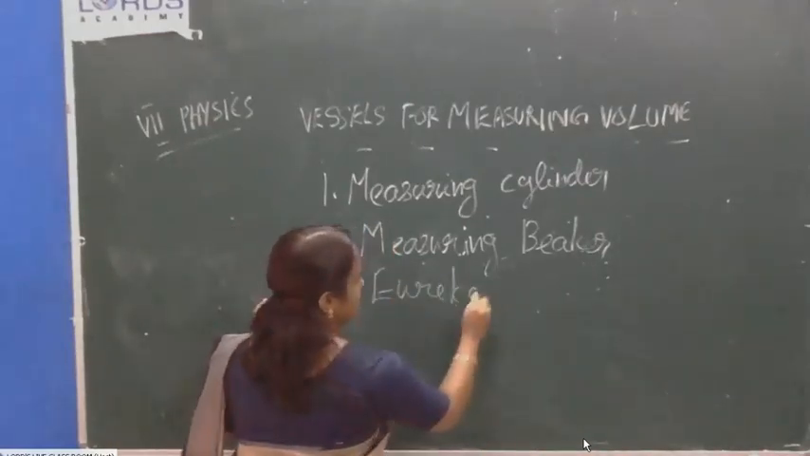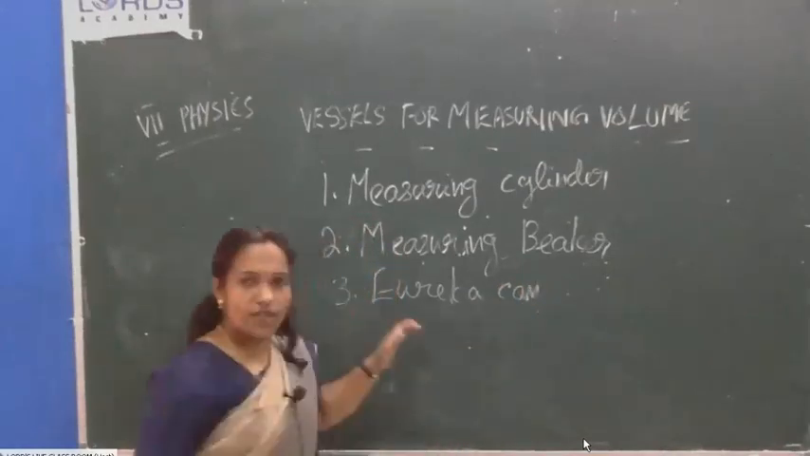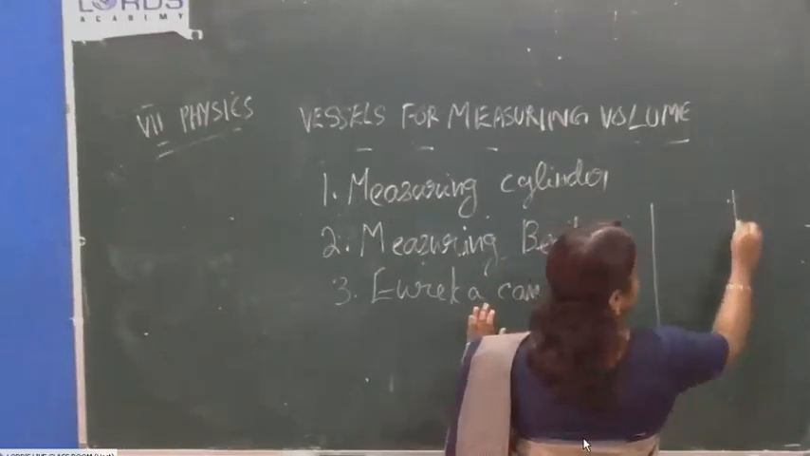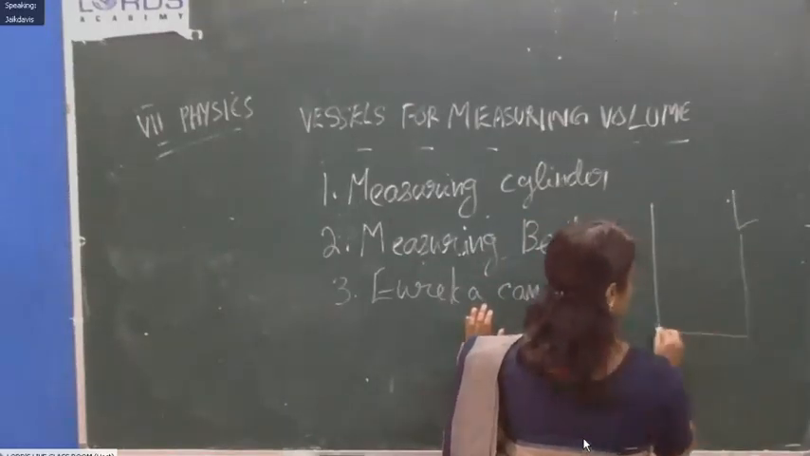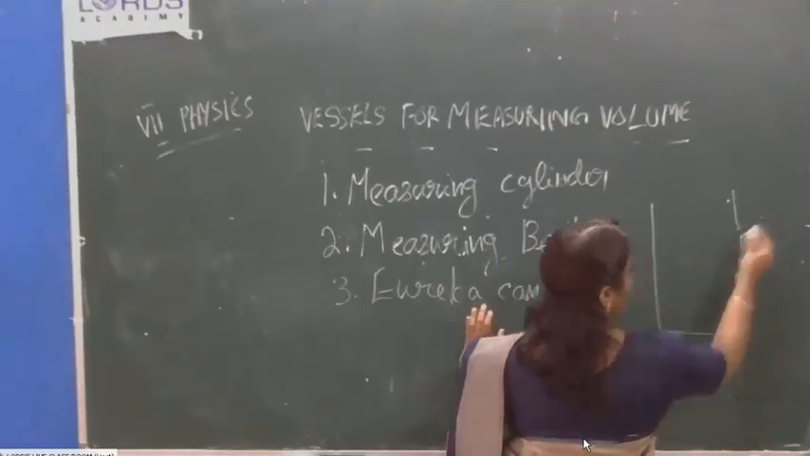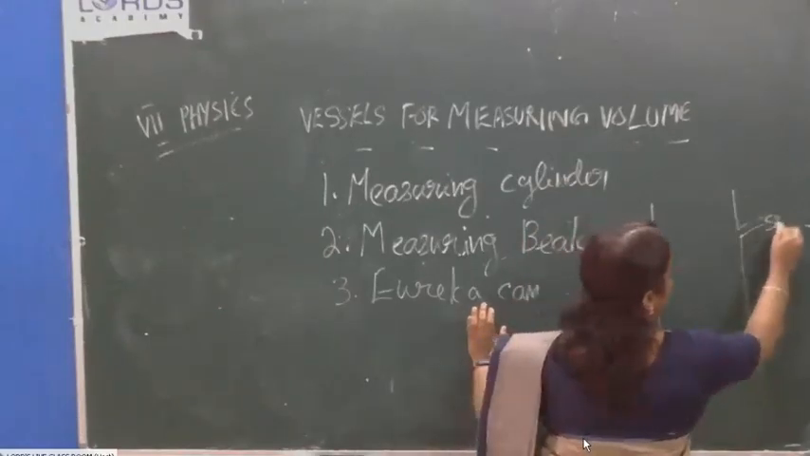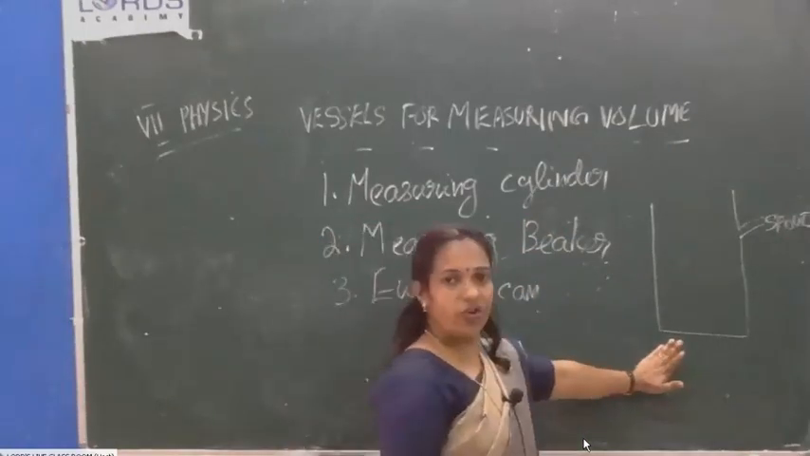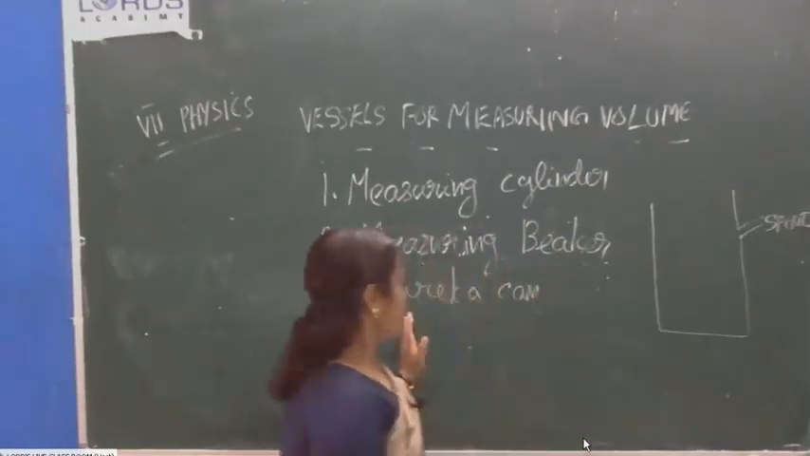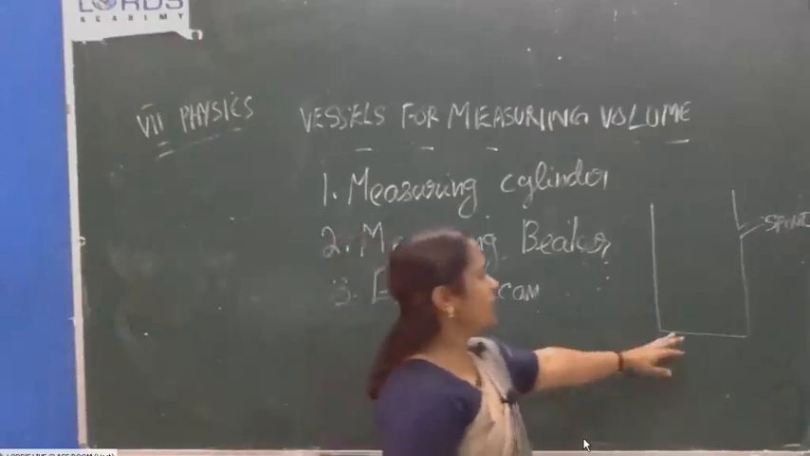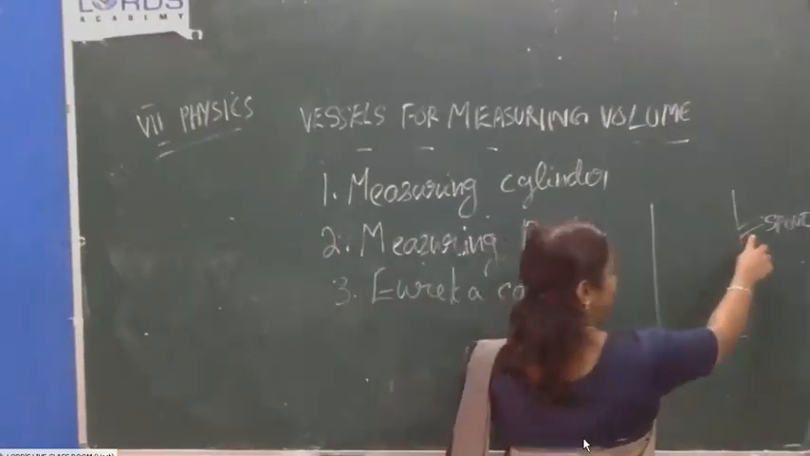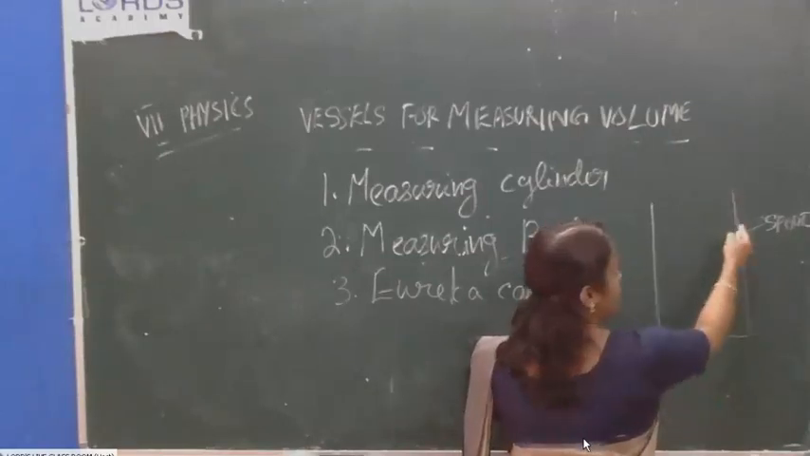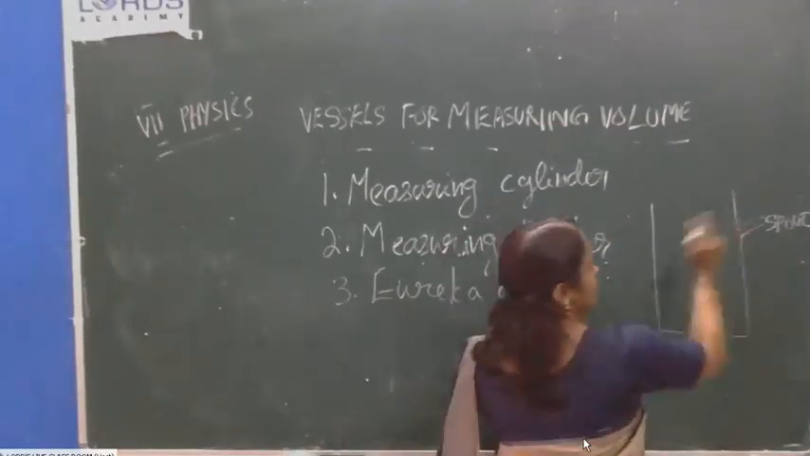Eureka can. That is also a vessel for measuring volume. It will be like this. Here there will be an opening that is called a spout, S-P-O-U-T. This is also a vessel for measuring the volume of liquids. Its name is Eureka can. In a Eureka can there will be a small opening, not just at the bottom or top surface, but in between. So this is called a spout.